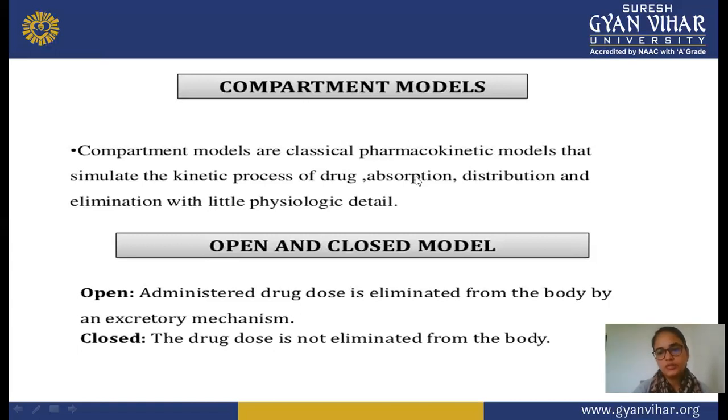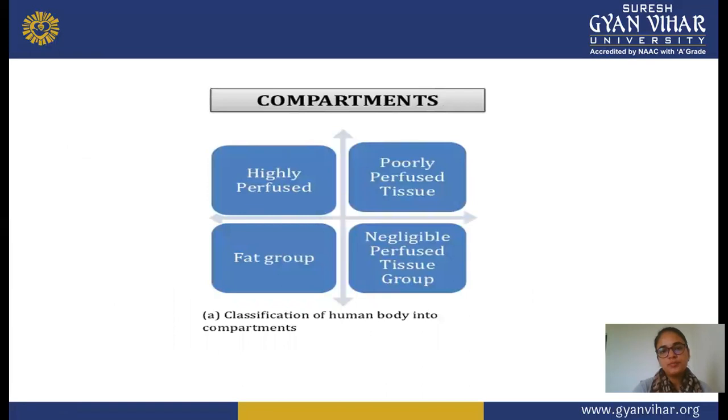Next is the closed compartment. In this, the dose is not eliminated from your body. You should consider that the complete drug accumulates in your body and shows effect, or maybe shows some toxic unwanted effect, but it does not show an elimination procedure. So this is the difference between open and closed compartments. In an open compartment, complete absorption and elimination take place, and in a closed compartment, elimination is not done from your body. So these are the two types: open and closed compartmental models.